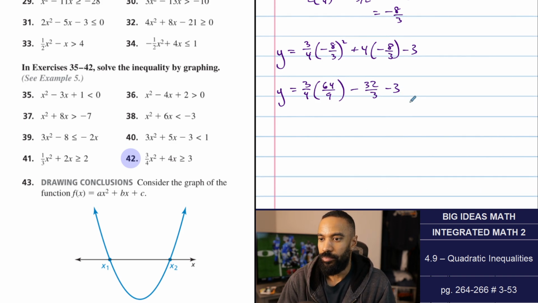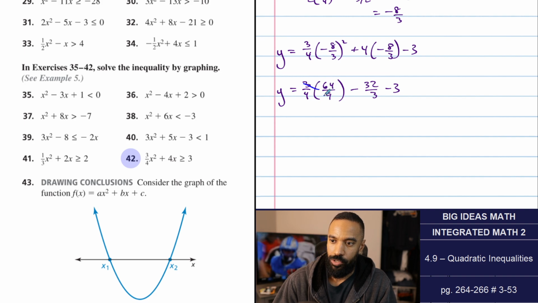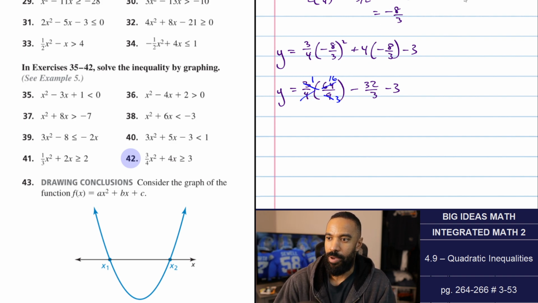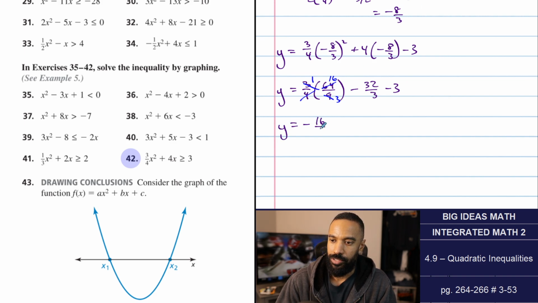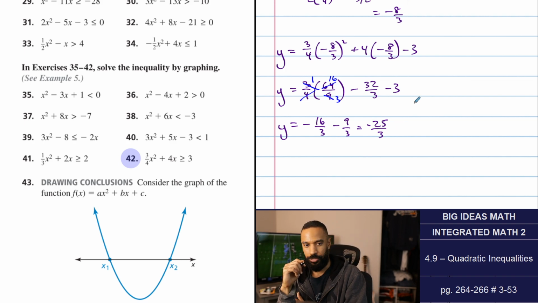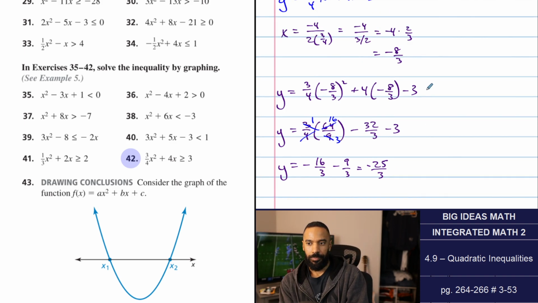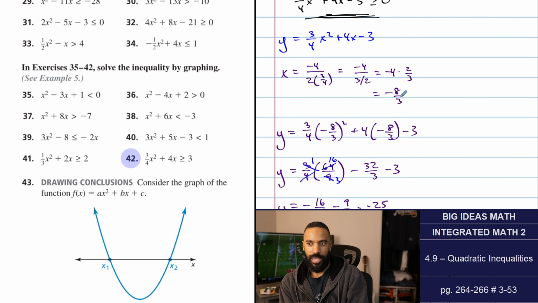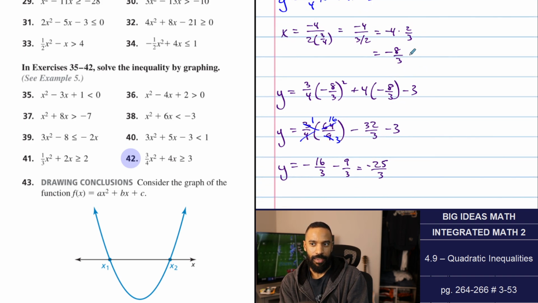Okay. So 3/9 reduces to 1/3. 64/4 reduces to 16. So 16/3 minus 32/3 is negative 16/3. Minus 3, which is 9/3, and that's negative 25/3. So negative 8/3 comma negative 25/3.